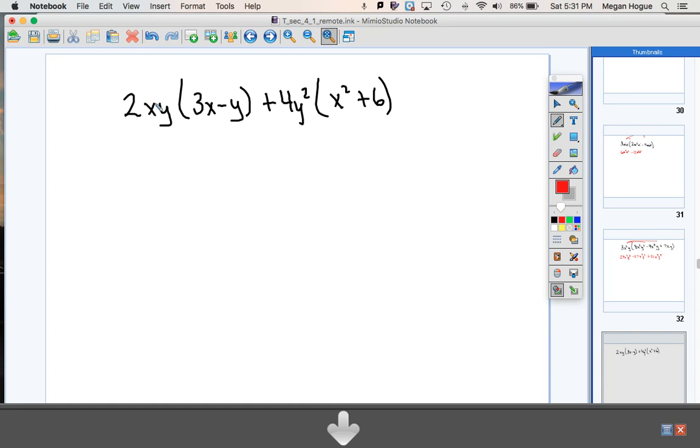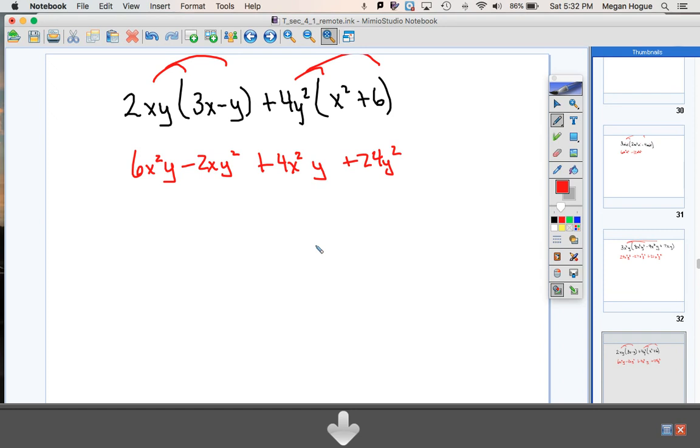This one, again, a little more complicated. Take a second, write it down. I'm going to distribute that set. So I'll get 6x squared y minus 2xy squared. On this set, 4x squared y squared and 24y squared.